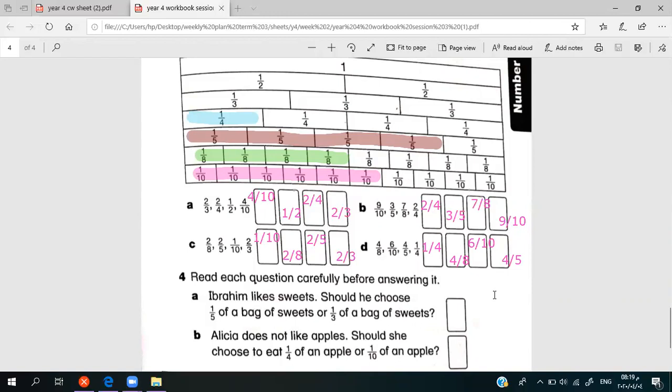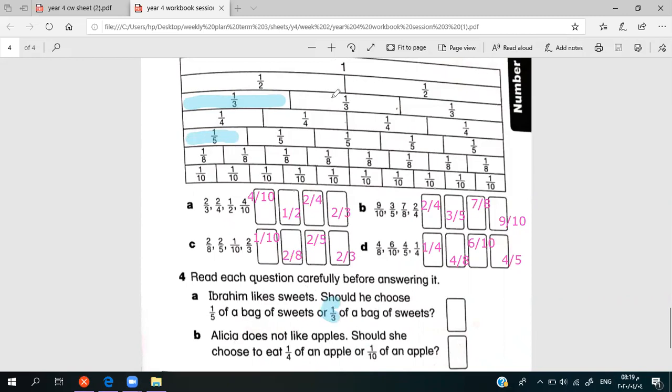Now, read each question carefully before answering it. Ibrahim likes sweets. Should he choose 1/5 of a bag of sweets or 1/3? He likes it, so definitely he's going to take the bigger one. So definitely he should choose the 1/3.